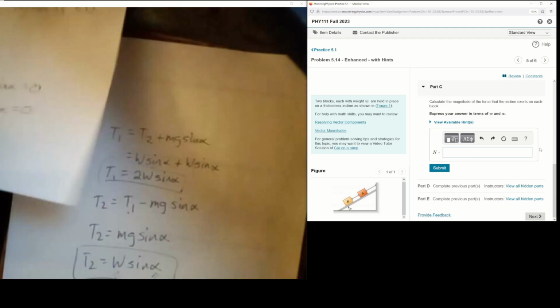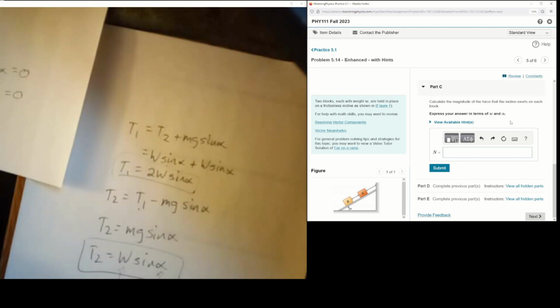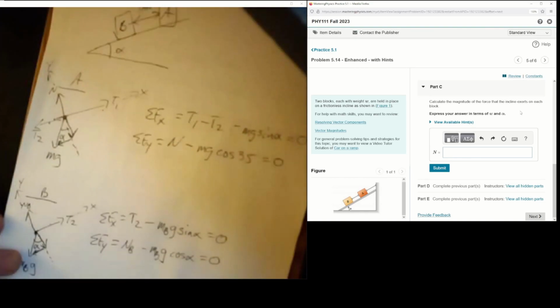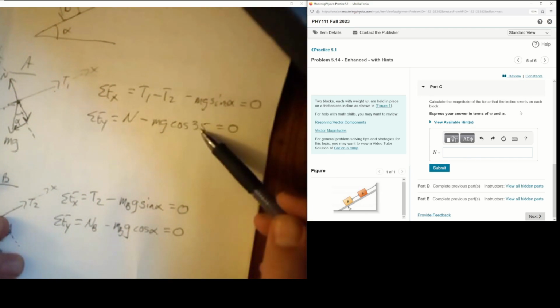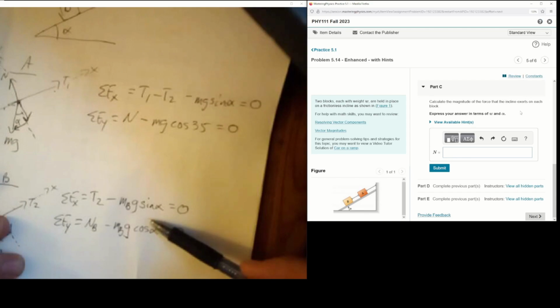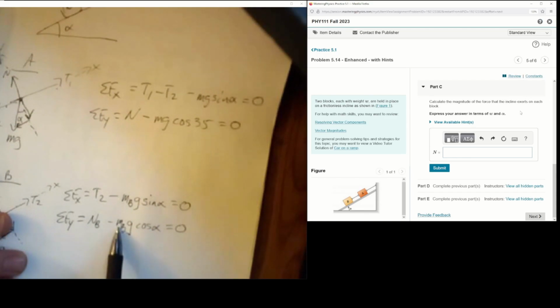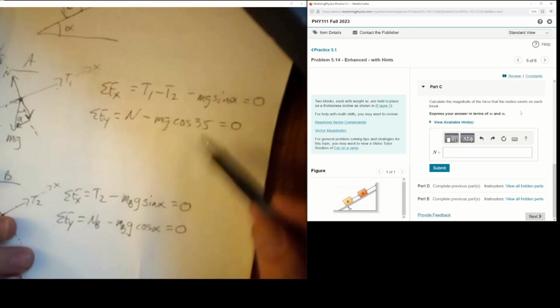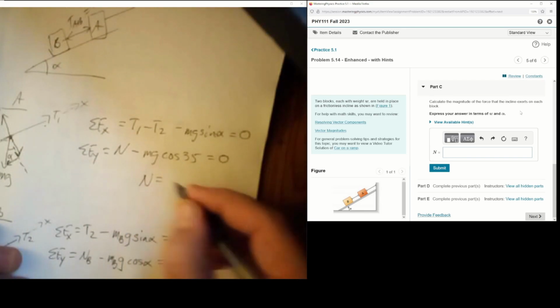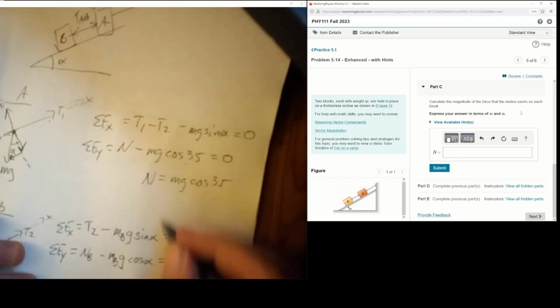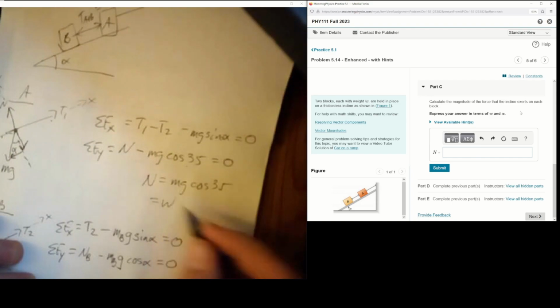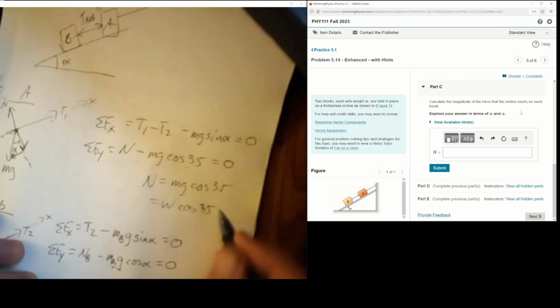Check out part C. Calculate the magnitude of the force that the incline exerts on each block. So that's the normal force. So now if we go back to the first paper of work, we see we have our normal force in the y direction. Now both of these are the same because the mass is the same, so I don't need to differentiate. There's 2 masses here. They're both the same mass. So both these y equations are actually the same. And we get, solving for that, mg cosine 35, where mg is weight. So we get W cosine 35 is what they're looking for.